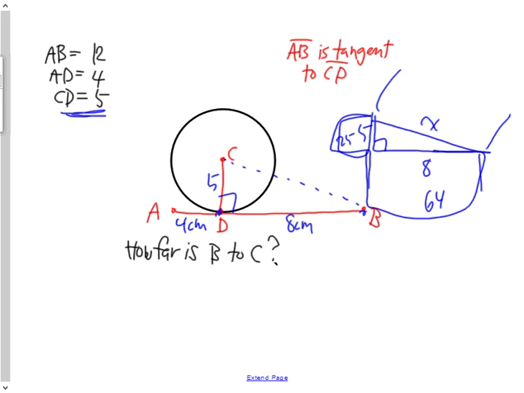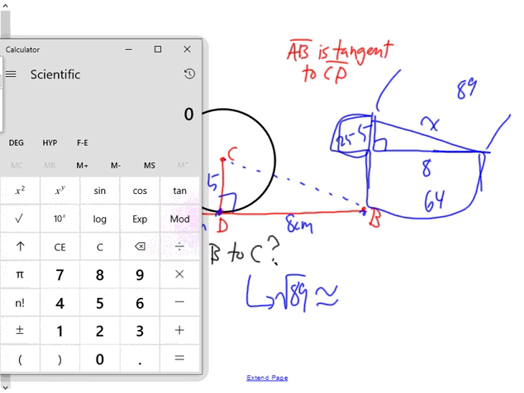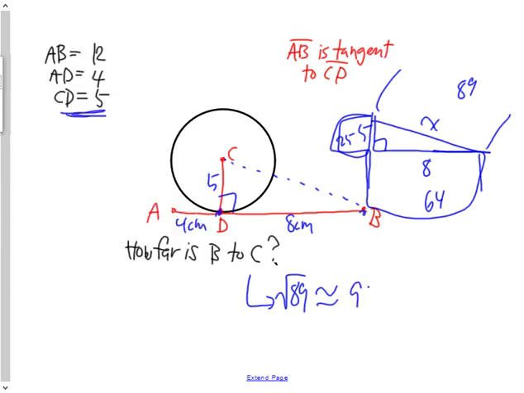I get 89. So the area of the square attached to the hypotenuse would be 89 units squared, and the length of x would be the square root of 89, or approximately 9.4 units, centimeters long. Okay.